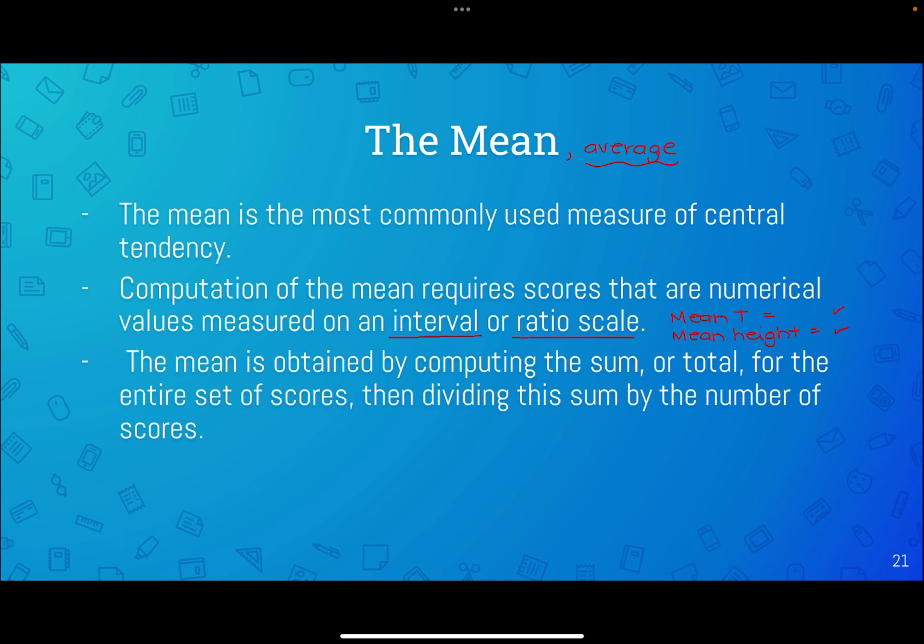The mean is obtained by computing the sum or total for the entire set of scores, then dividing the sum by the number of scores. So for example, if we have 10 plus 20 plus 30 plus 40, we add them all up and then we divide them over the total number of data points. So in this case, we would have our mean. So we have 100, so we would have 25.